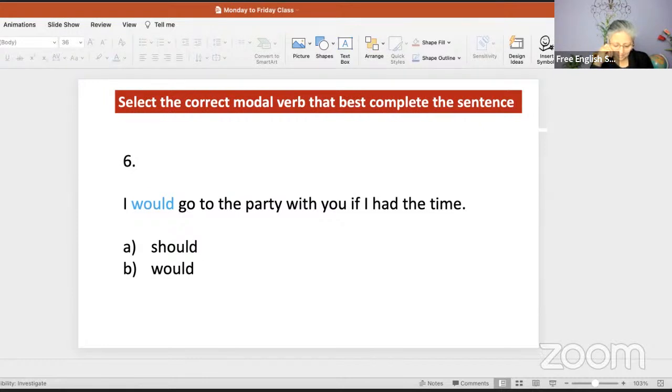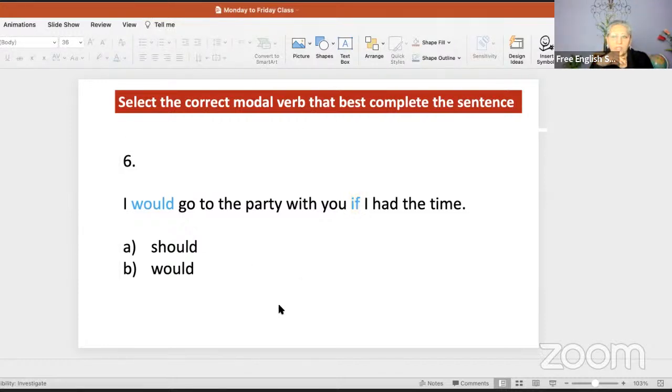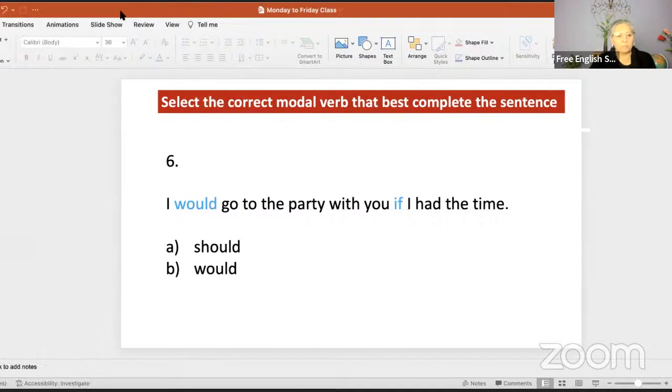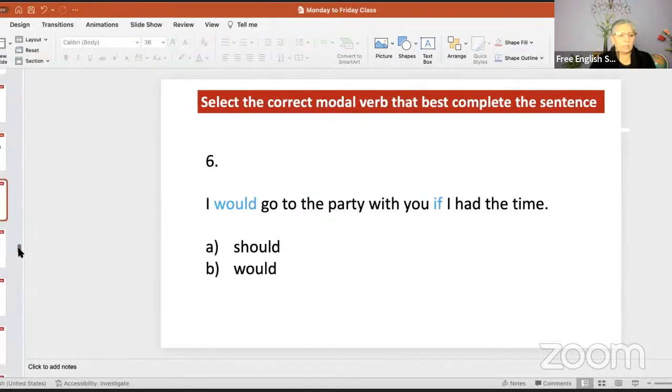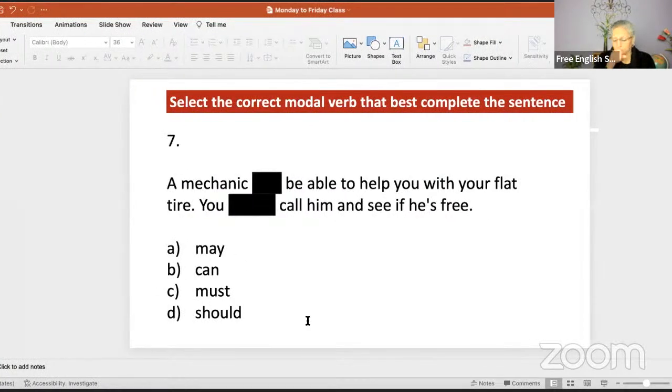Anyone? Yes, if. ये वाला जो specially word है if, वो condition बताता है हमें if I had the time, right? Excellent, excellent. Okay, the next one. The next one is, okay, now you have two blanks.